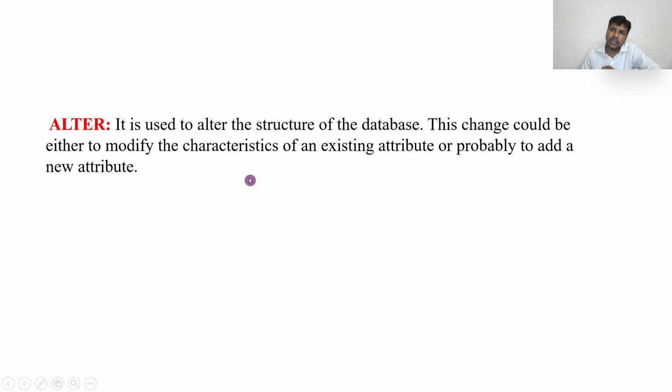Alter. After create, what do you mean by alter? Suppose you want to change the table structure, you have only 2 columns and you want to add more, or you want to remove 1 column, then you use alter. It is used to alter the structure of the table. These changes could either modify the characteristics of existing attributes or add a new attribute. So you can change existing attribute characteristics, or add a new one.